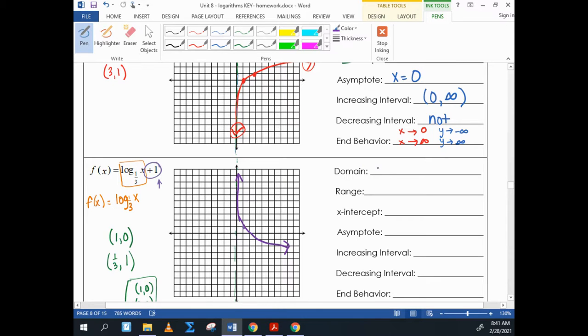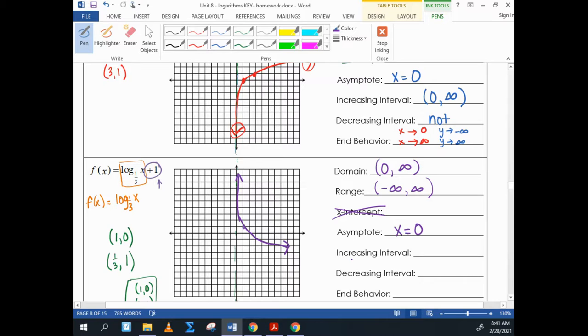That means my x values just go from 0 clear out to infinity. Range is always going to be negative infinity to infinity. That one will be a given on all of them. We're not going to do the x-intercept, especially on ones like this. This one, it would have been okay, but we're not going to do it on these. The asymptote, again, we didn't move it left or right, so it still is just going to be x is equal to 0.